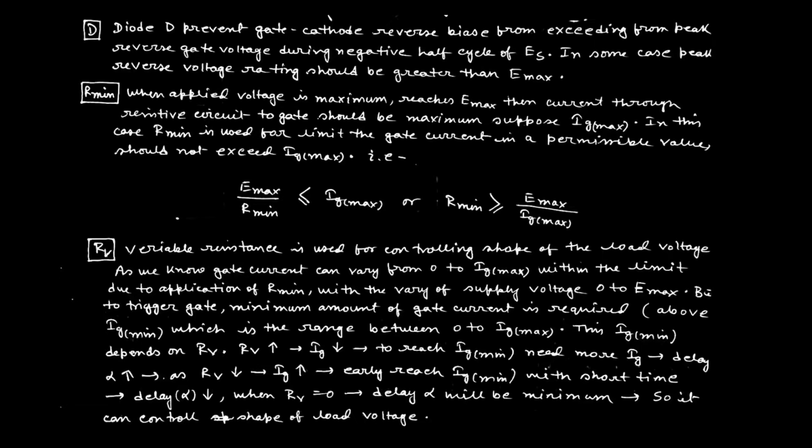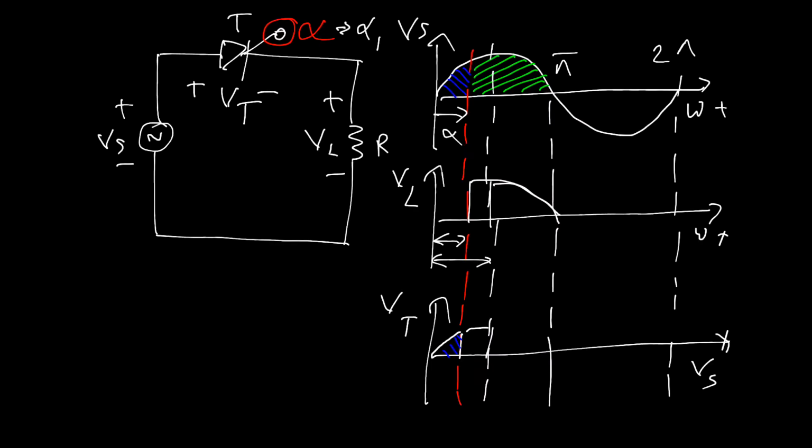First, consider D, or the diode. Diode D prevents the gate-cathode reverse biasing from exceeding the peak reverse gate voltage during the negative half cycle of ES. In some cases, the peak reverse voltage rating should be greater than Emax. How can this be made clear? Suppose we go to the previous slide.